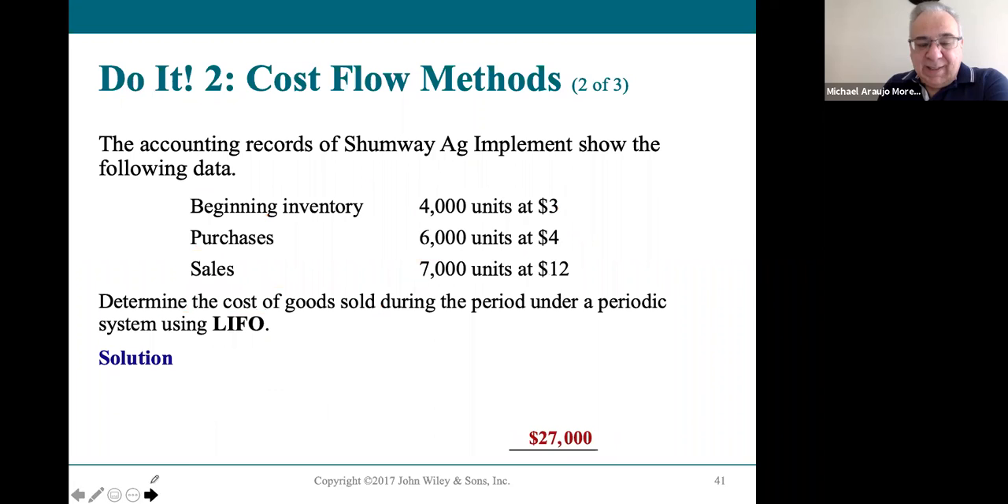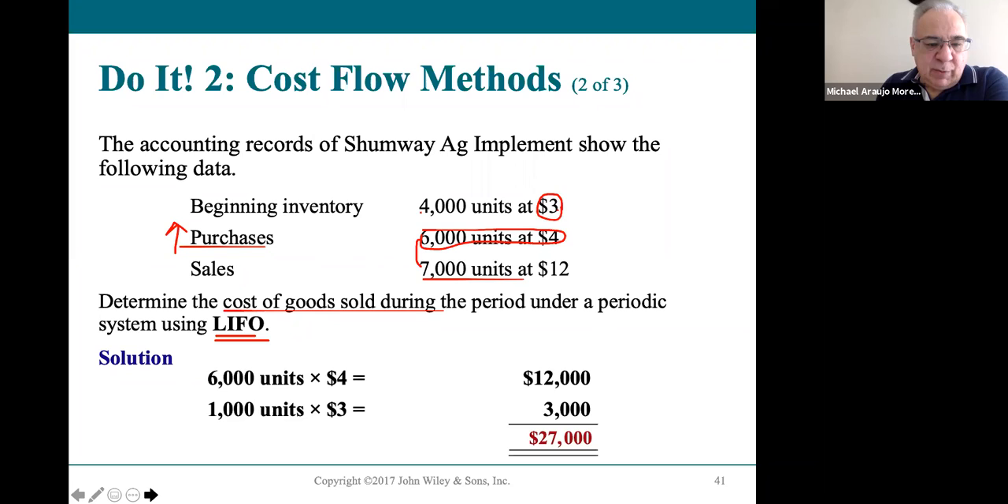The next way is to look at this and say, okay, what if they use the LIFO method? Which 7,000 units were sold? Because we're asked again for the cost of goods sold. Remember, LIFO, the last ones in are the first ones sold. So the last ones are in the other purchases. These 6,000 have been sold as part of that 7,000 sale, and we need one more 1,000 from this. So all 6,000 units at $4 have been sold, and 1,000 of these units at $3 have been sold. So you multiply that out. The math on this slide is incorrect. It's 24,000 plus the 3,000, so total cost of goods sold using LIFO is $27,000. What's left in inventory? 3,000 units at $3 is left in inventory.